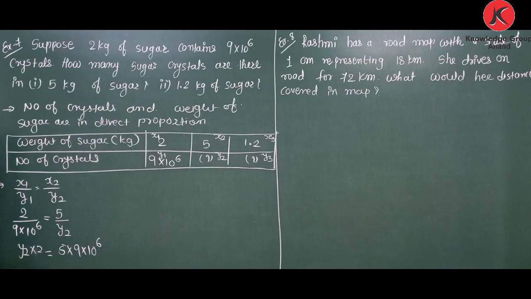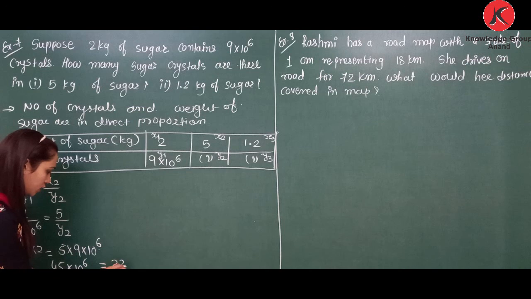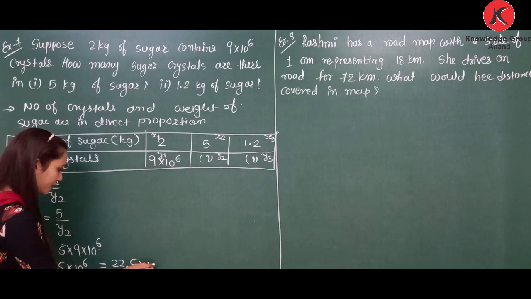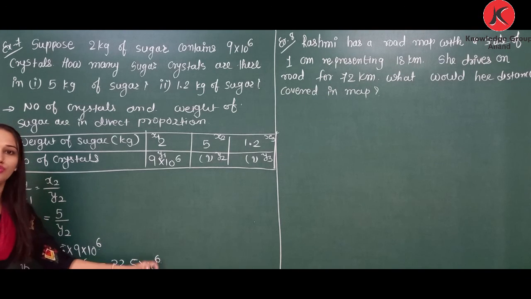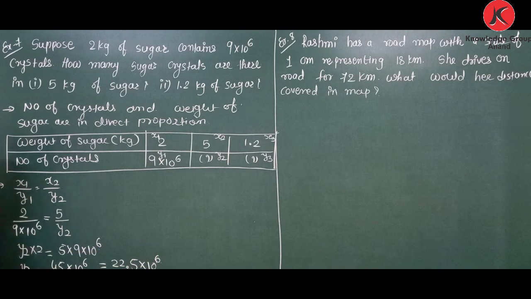Now 2 will be in the divide. 45 multiplied by 10 raised to 6, divided by 2. So divide 45 by 2. You will get 22.5 multiplied by 10 raised to 6. That is the number of crystals. Here you can also write 2.25 into 10 raised to 7. Then it is also correct.